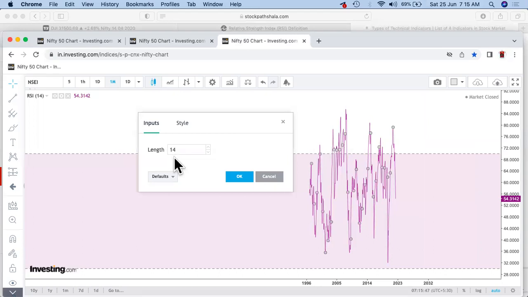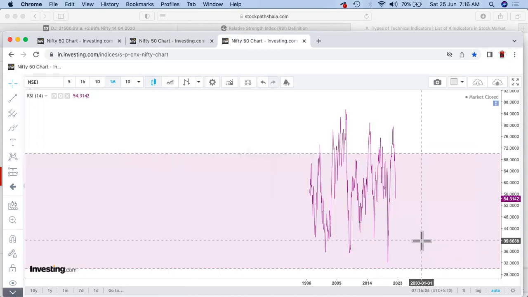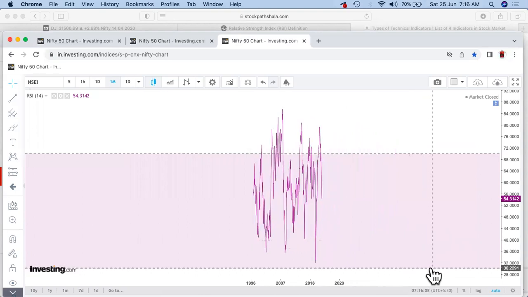So this 14 is maybe more on the basis of lunar cycles, right? And second, we have something called as style, right? Now, what is this upper limit and lower limit, right? Upper limit is 70 and lower limit is 30. These are the two parts which are there, right? Now, let's try to understand what these two things define and what they talk about. So here it is already marked as 30 and here it is already marked as 70, right?